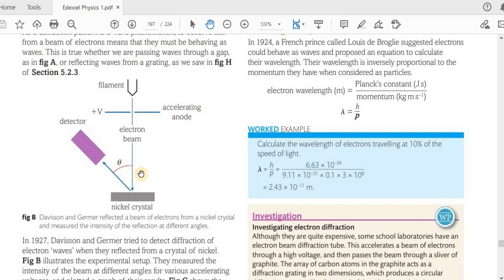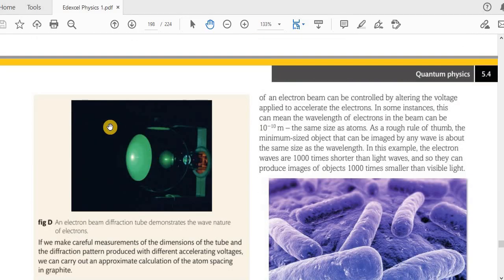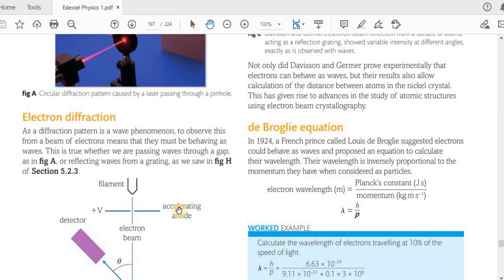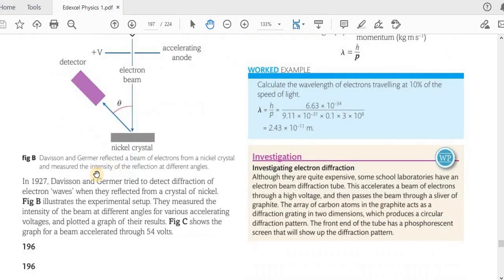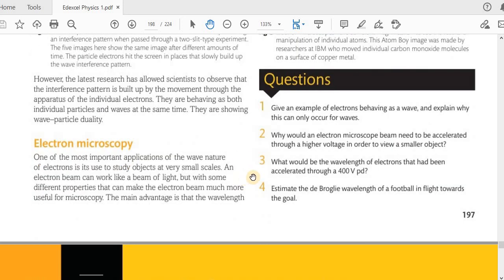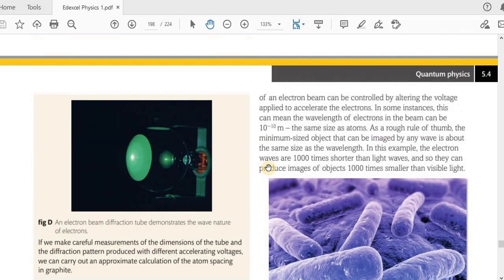So here you have reflection, here you have diffraction, and here you have interference. So 3 things: reflection, diffraction, and interference. And also we learned about electron microscopy, because we can control the wavelength of the electron beam by varying the accelerating voltage. So you can see in some instances the wavelength of electrons in the beam can be this much, which is the same size as atoms.